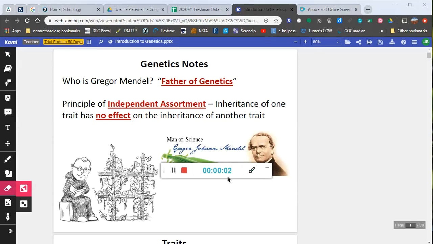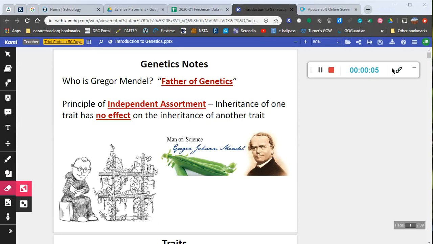Hi everyone, we are going to start talking about genetics today. We're going to introduce basic Mendelian genetics and Punnett squares, and then maybe talk about some of the complex inheritance patterns if we have a little bit of time.